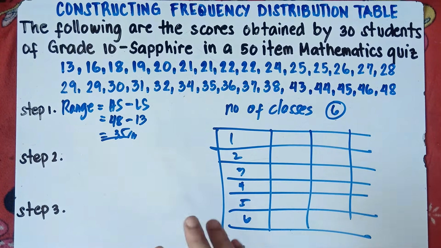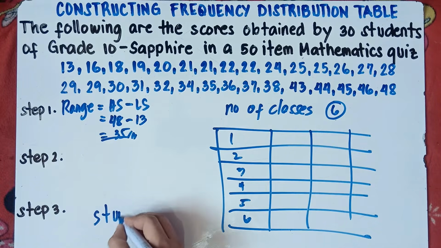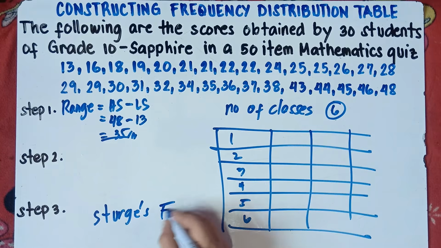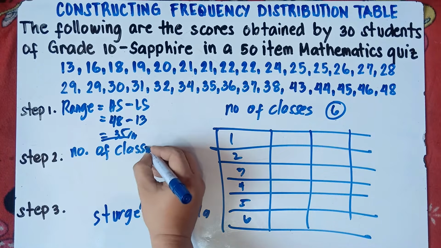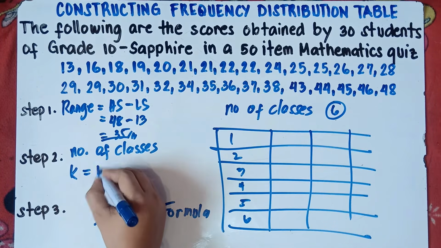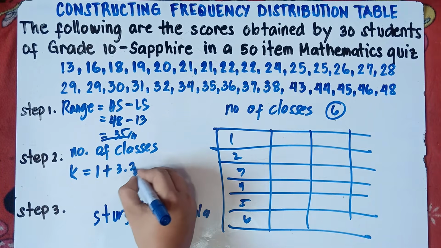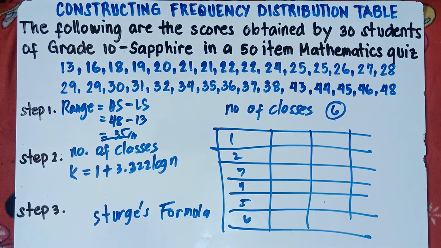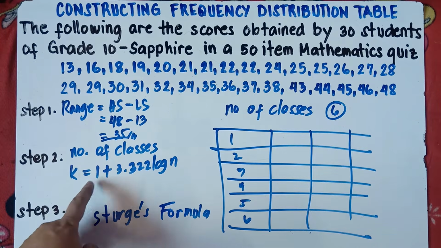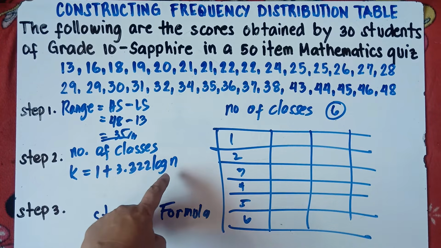Now, in our example for today's class, we don't have a given number of classes. Therefore, we need to find the number of classes. To find it, we can use the Sturges formula. The formula is K equals 1 plus 3.322 log N. K represents the number of classes.